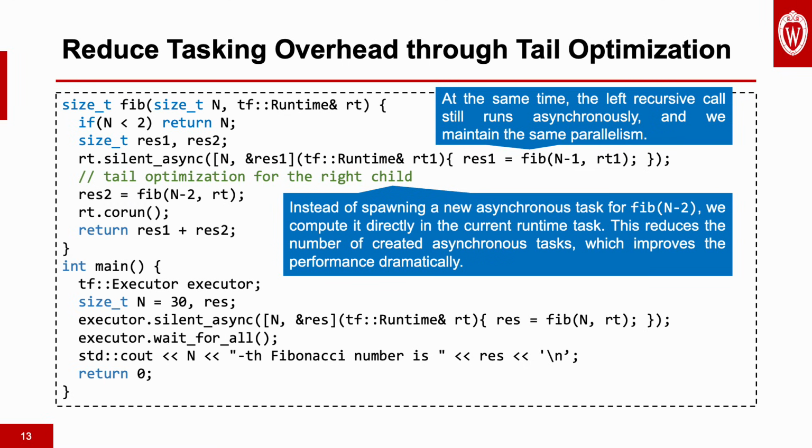This reduces the number of created asynchronous tasks, which improves the performance dramatically. At the same time, the left recursive call still runs asynchronously, and we maintain the same parallelism without paying the full cost of 2 new tasks at each level.